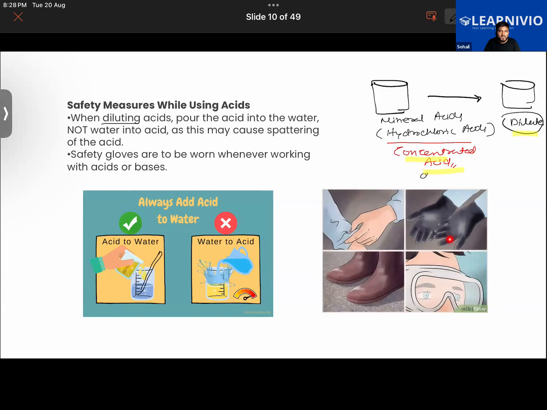No, I'm not getting it. What are you trying to ask? This copper sulfate solution? No, sir, you're talking about acids. Yeah, I'm talking about acid, but copper sulfate solution is not yellow in color. It's blue in color, by the way.